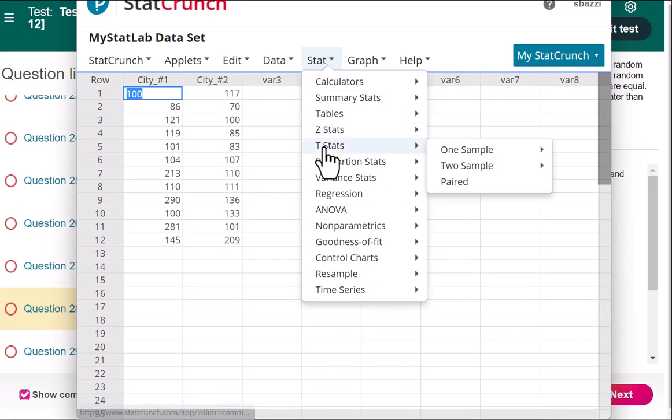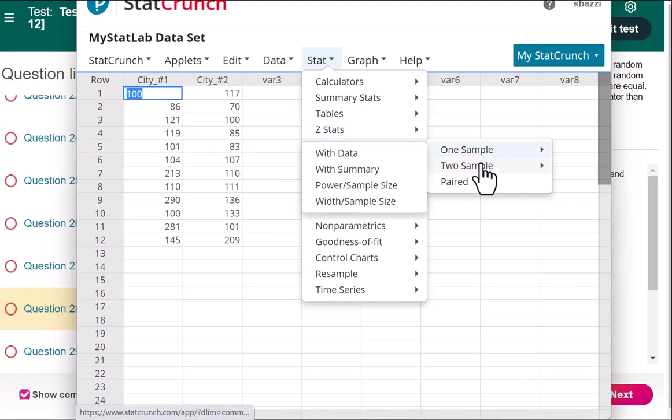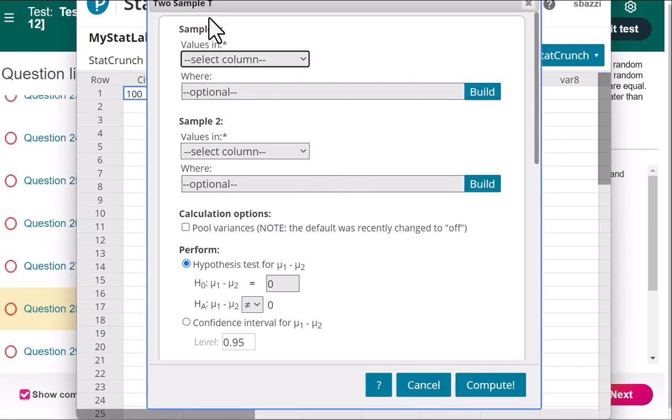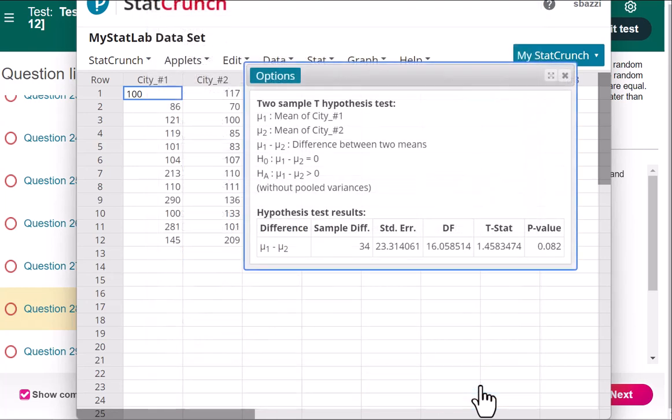Go to stat, t-stat, and the calculator will be two sample t-tests, but you have to put the data in L1 and L2. Two sample with data this time. I don't have a summary. City 1, City 2. You only select the pool when he says population variances are equal or population standard deviations are equal. Since he says assume they're not equal, it's off. Leave it like that. We want to test that mu1 is bigger than mu2, so you choose the greater sign. Compute.